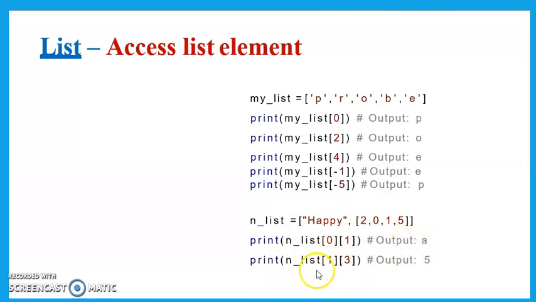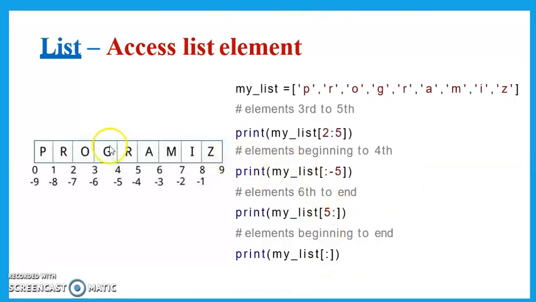Next statement, print(n_list[1][3]). This statement prints from the first index, and in this first index it will display the third character. What is the third character? 5. So 1 is the outer index, 3 is the inner index. In this way we can access the list elements. So this is the representation of the indices of the particular list element: 0, 1, 2, 3 is the positive index, and this is the negative index. We can also access a sublist from this list.